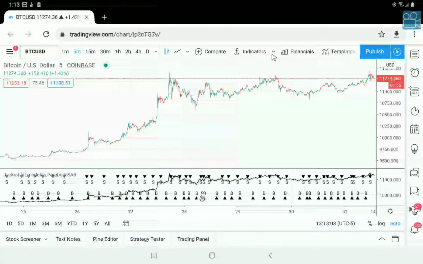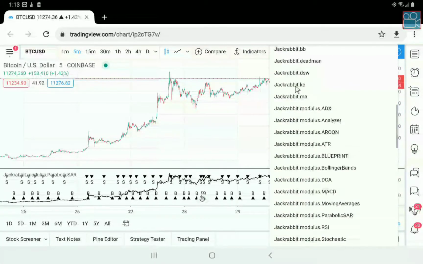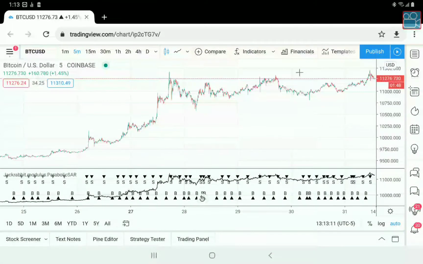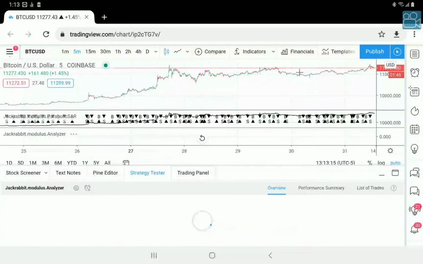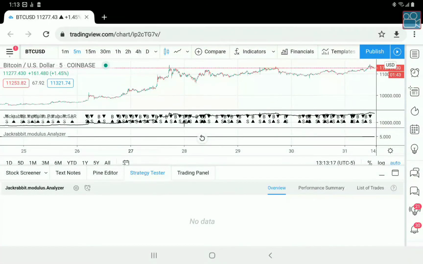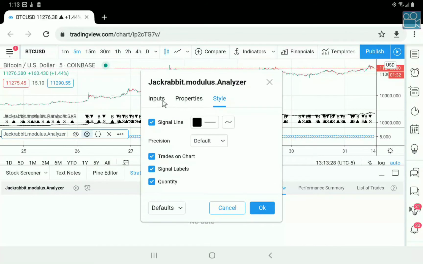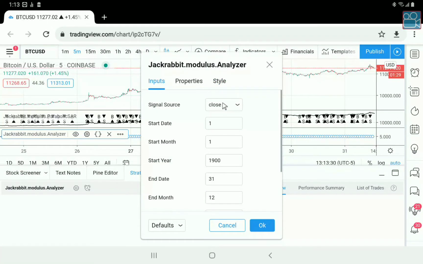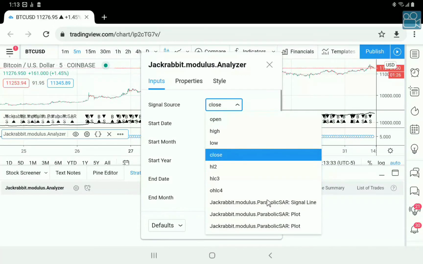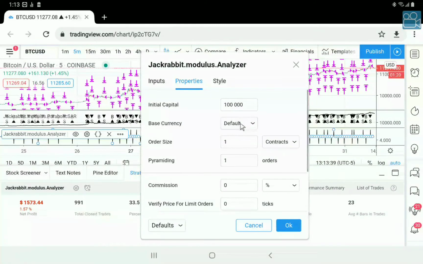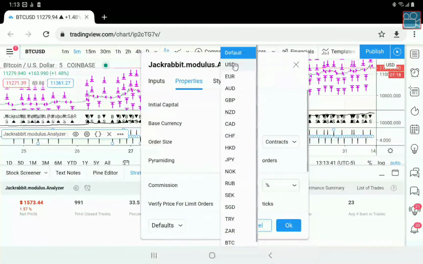Now let's add the analyzer. And let's see what this mess is going to produce. Although I can tell you by looking at it, it will be a mess and not necessarily profitable. So we're going to go in, go to Inputs, choose the signal line, go to Properties. Take the time to set this up.